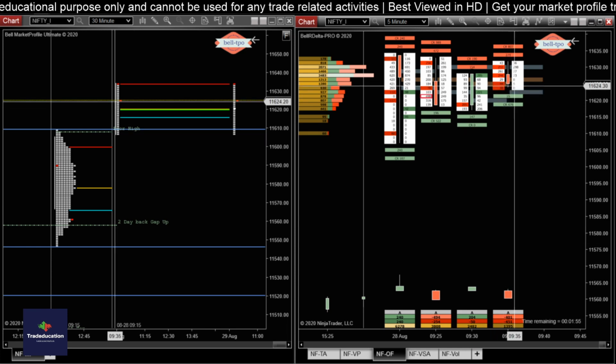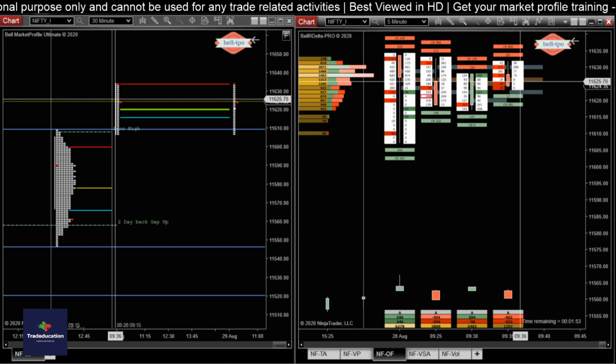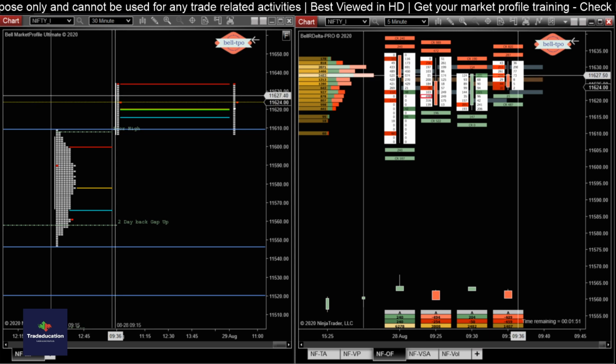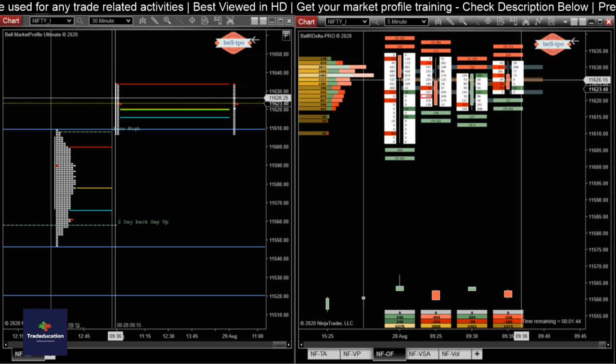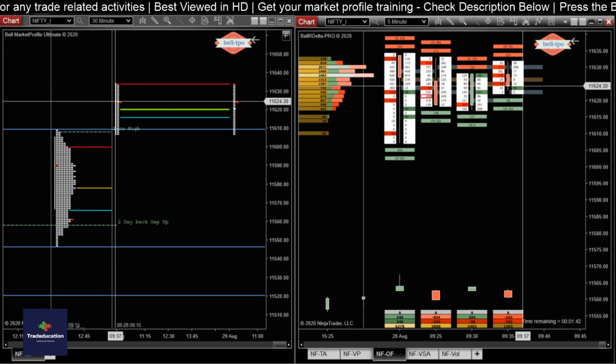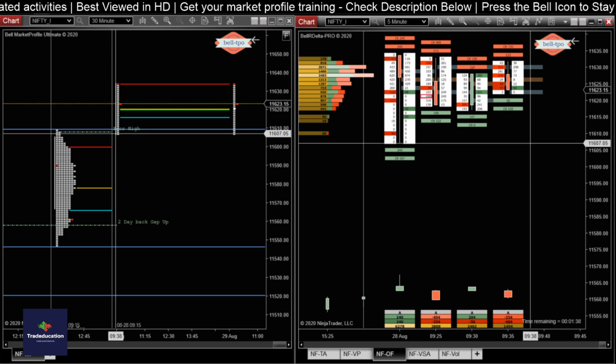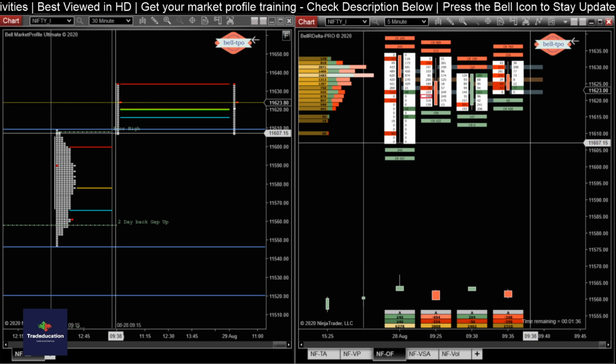So wait for this candle to close below VWAP, or you can take a short trade now, keeping a stop loss around 11,631 or 11,632. You can take a short trade at 11,624, targeting first around the lows.